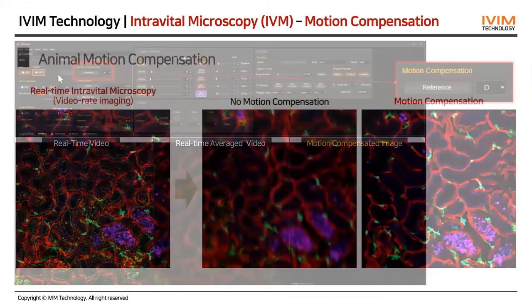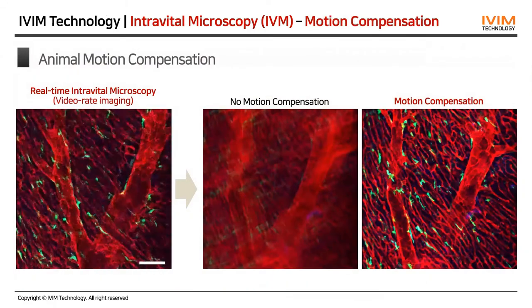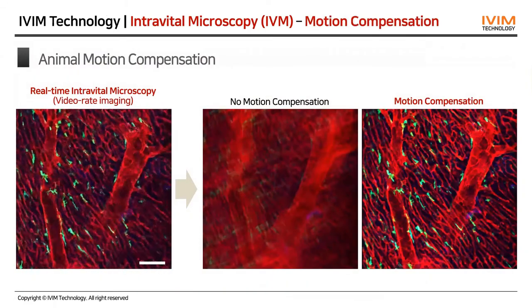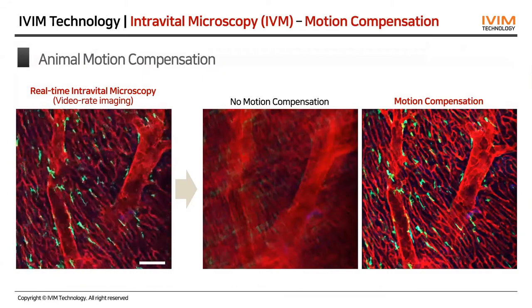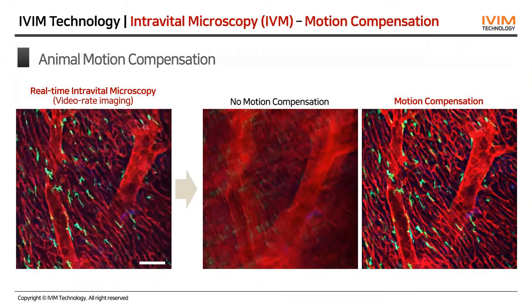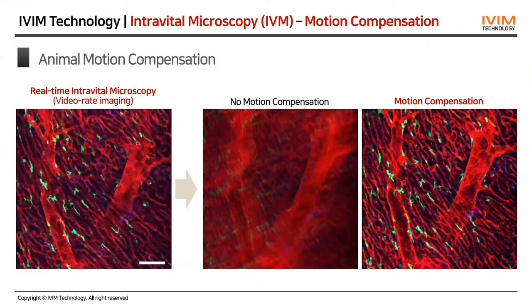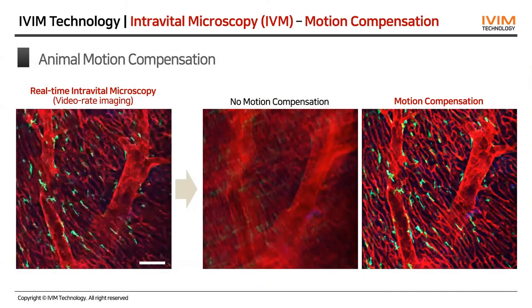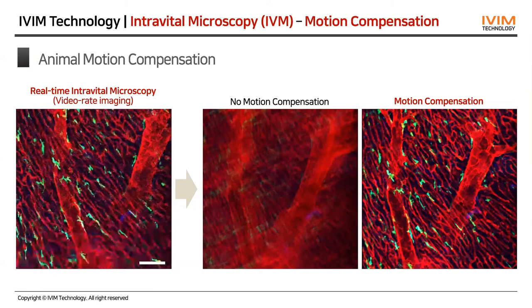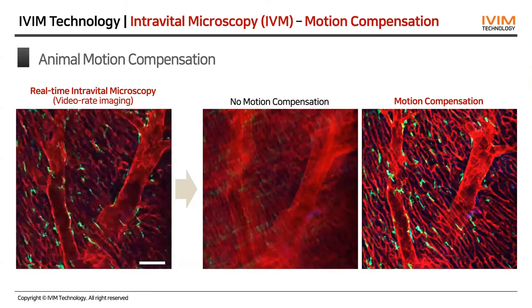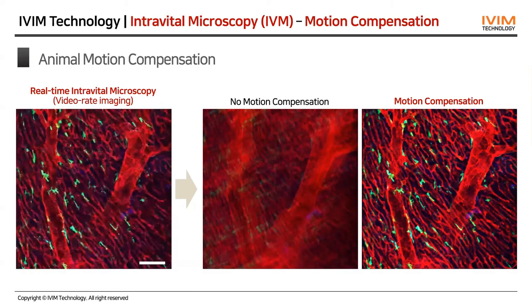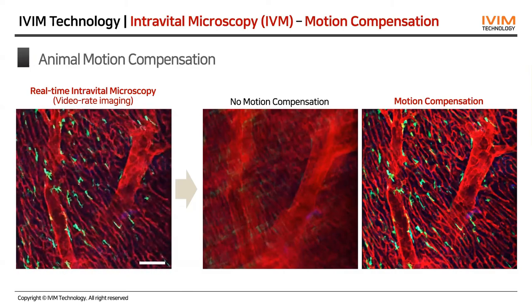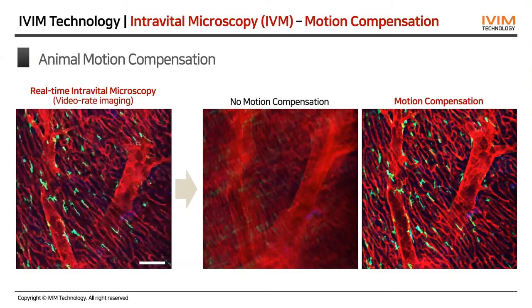So for example, in this case, if you look at it carefully, it's not just XY motions. We have Z axis motion as well, the out of focus images. So what we did was we just removed the out of focus images, and then we selected the XY shifted frames, and then computationally registered it. So it's all one single plane images.